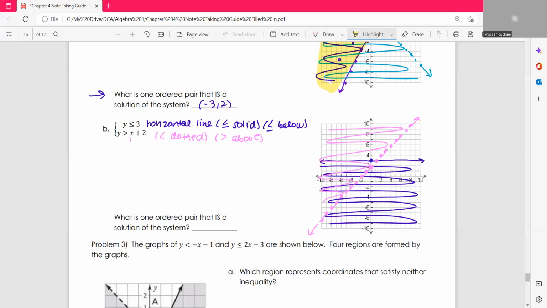And then you can see which region of this graph is shaded twice, right in here. And then my question, we have to go back to what is one ordered pair that is a solution. I just pick any point that's in that yellow region. I'm going to pick this one right here. So I've got -8, 2. Guys, you can have any point listed for that answer. We can have many different answers as long as it's in that yellow region.